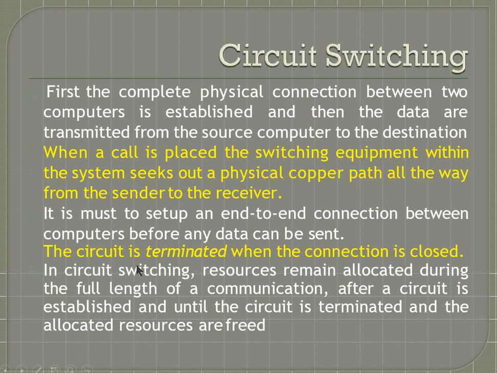First, the complete physical connection between two computers is established, and then the data are transmitted from the source computer to the destination. The circuit will be terminated when the connection is closed. In circuit switching, resources remain allocated during the full length of a communication, after a circuit is established and until the circuit is terminated and the allocated resources are released. Once everything is completed, till then all the resources will be allocated for those systems. That is known as circuit switching.